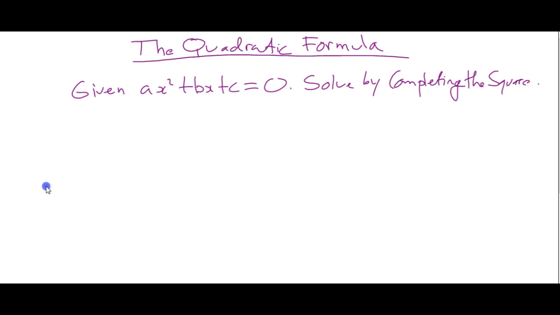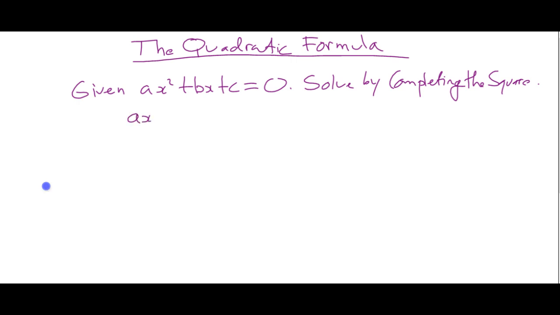So we're going to take the general quadratic, ax squared plus bx plus c equals 0. We're going to solve it by completing the square. And what that's going to do is lead us to a formula, right? Because we know that a, b, and c are constants. Okay? And so let's see what we end up with when we try and do this.